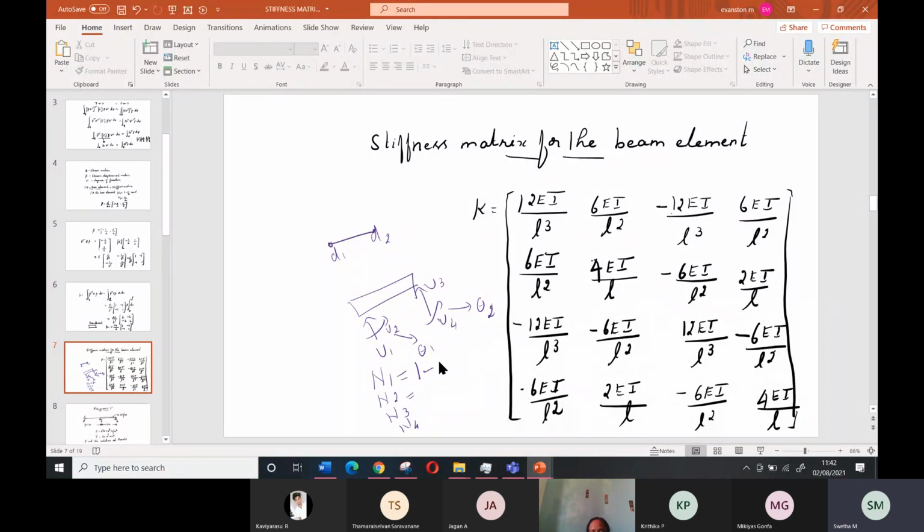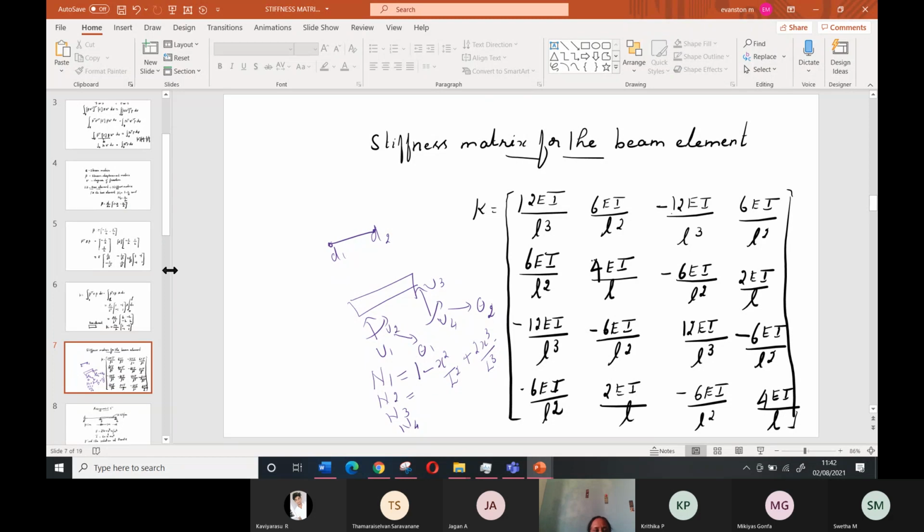1 minus x square by L square plus 2x cube by L cube. Okay, this is enough. Just a sample. I just wanted to stress what you have understood, to tell you the meaning of shape function. So the shape function for the beam element we have derived.